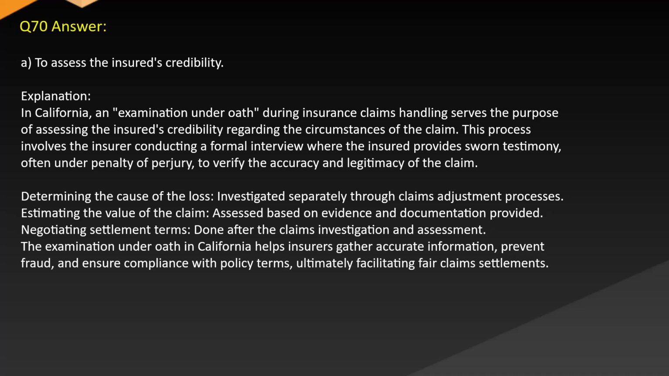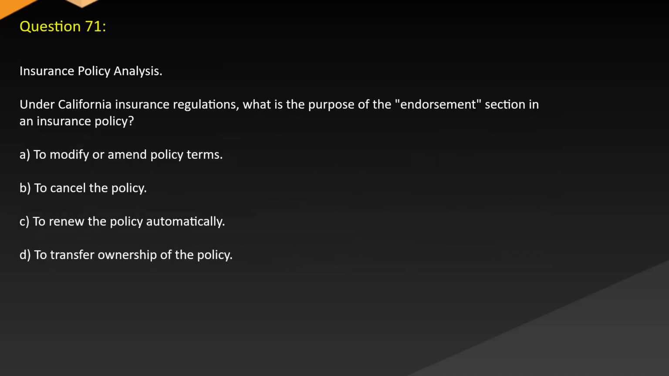Determining the cause of the loss is investigated separately through claims adjustment processes. Estimating the value of the claim is assessed based on evidence and documentation provided. Negotiating settlement terms is done after a claims investigation and assessment. The examination under oath in California helps insurers gather accurate information, prevent fraud, and ensure compliance with policy terms, ultimately facilitating fair claims settlements. Question 71.